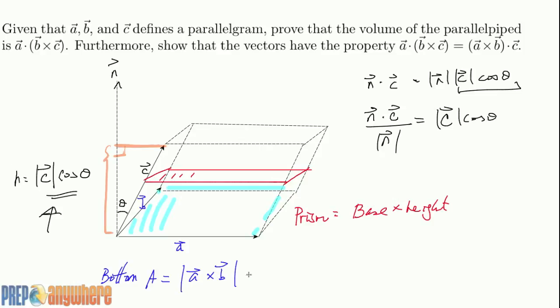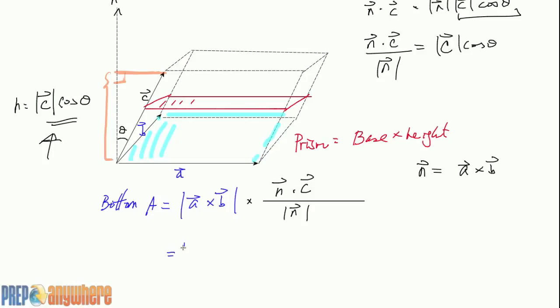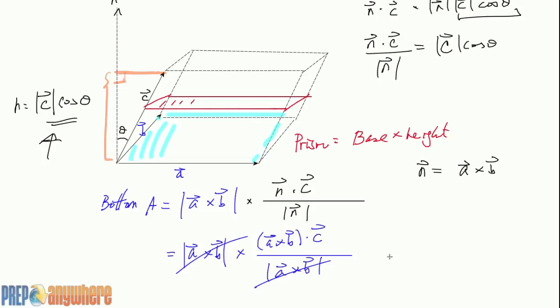So let's multiply that here. Well, what's N? N is this. Cross product and you get the N. So let's replace it now. So that's not a magnitude, this is a vector. And this is a magnitude. Cancels out because they're both magnitudes. So this is how you get the volume of a parallelepiped.